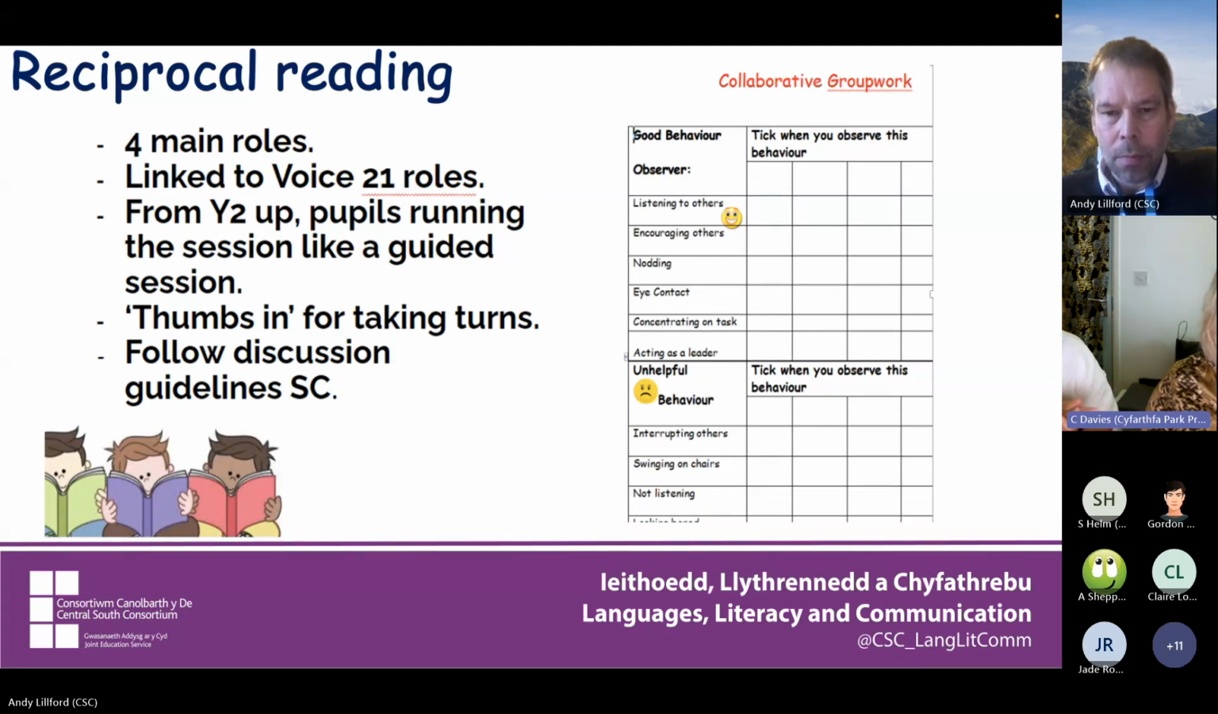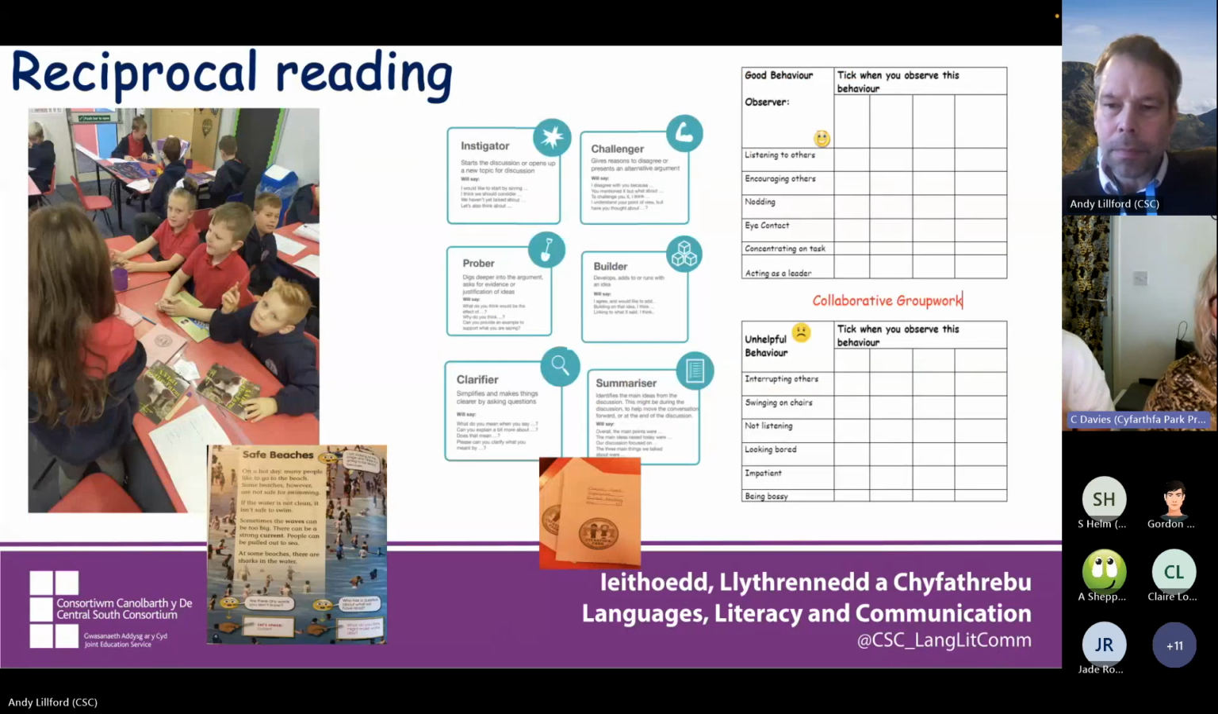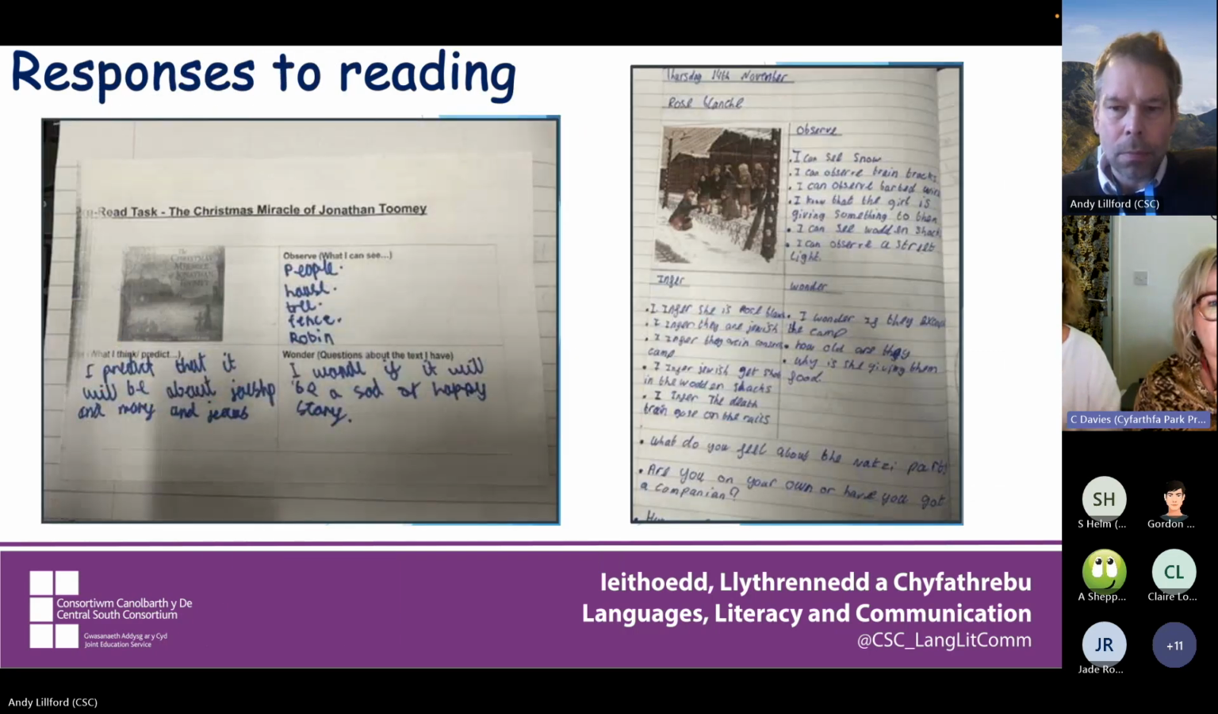So if we look at the next couple of slides, if we're looking at inference, we might ask them at the beginning to look at the cover of the book and look for clues. Can you infer? What do you predict? What do you think this book is going to be about? If you can click on to the next slide. Yeah, the next couple. There we go. Responses to reading. Observe, wonder, infer.